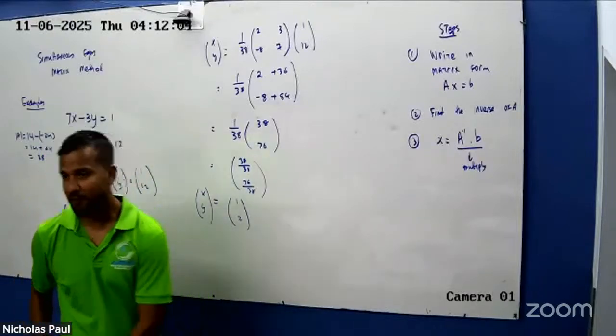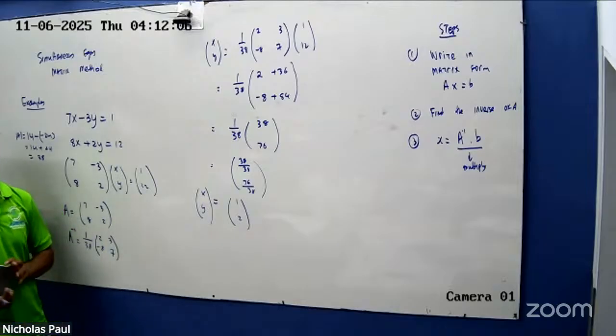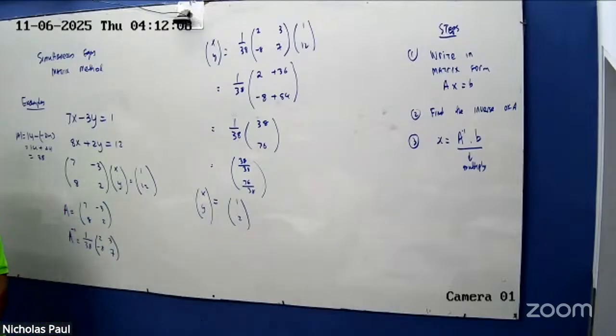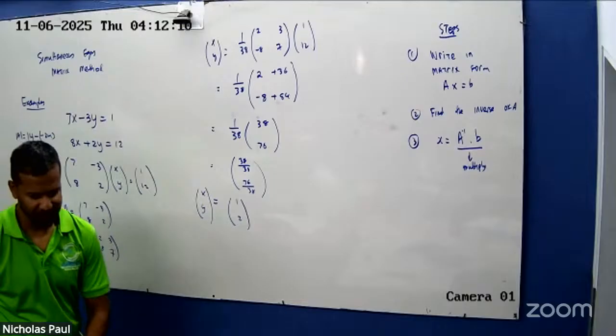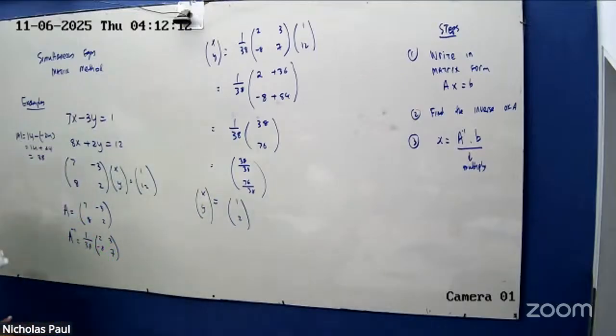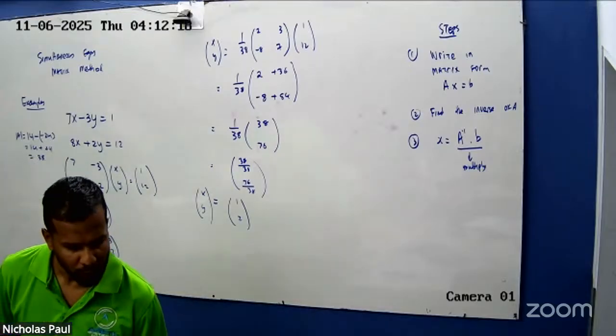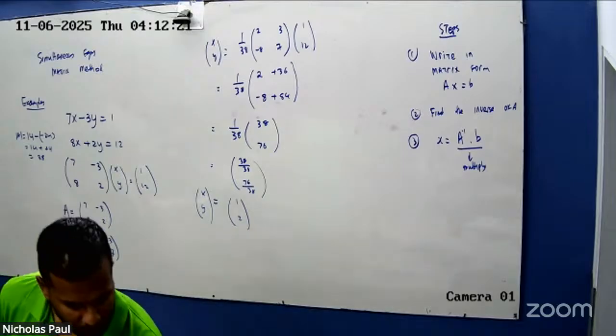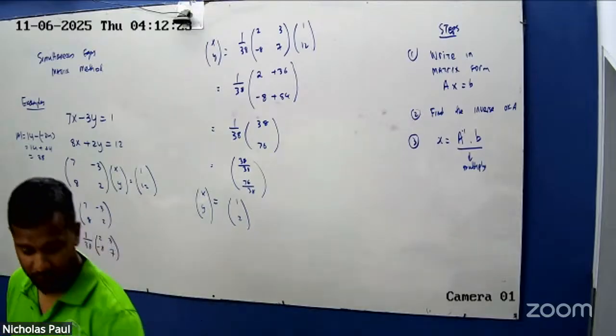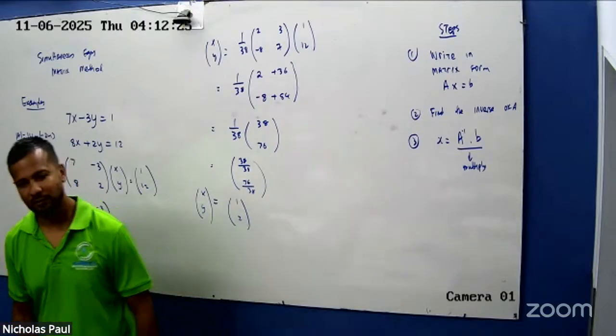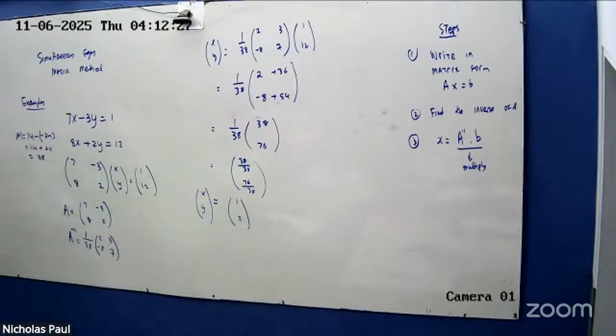Next one, let's go again. Come on. Go. Copy it down. Let's go again. What did you do wrong? That one? Let's see. Copy down. Let's go again.